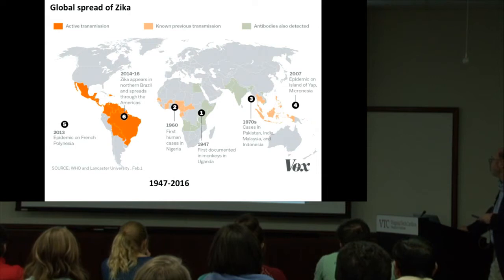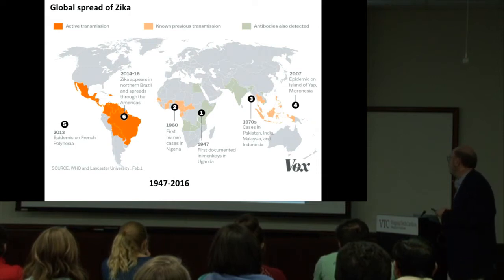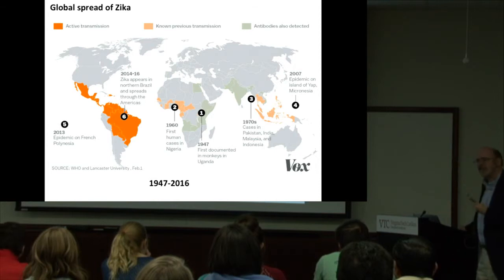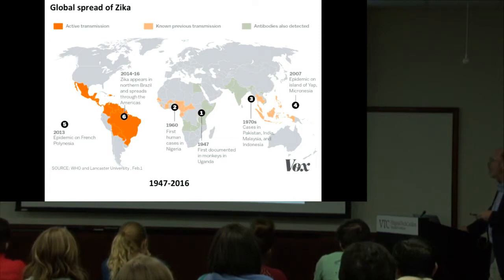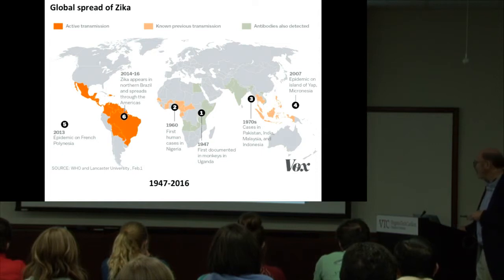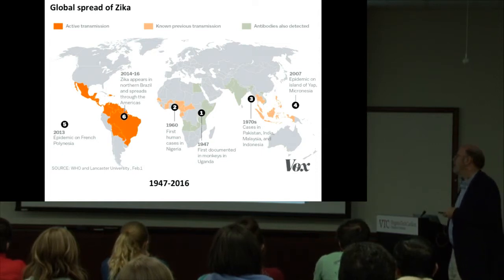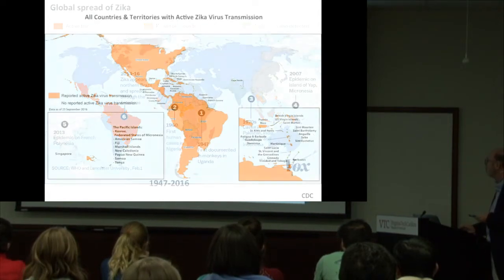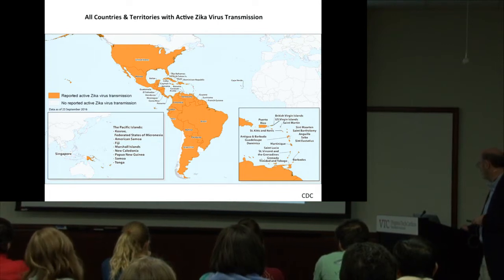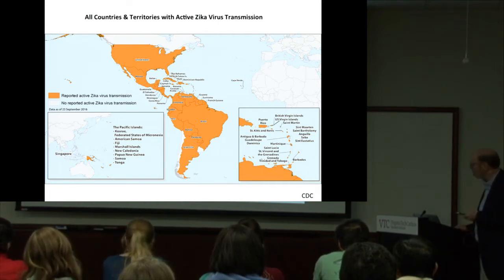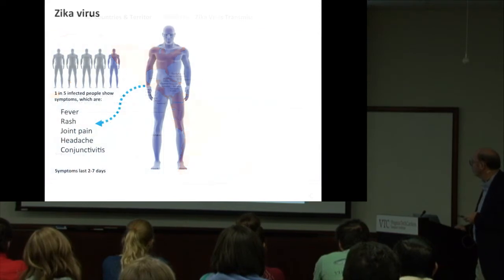Presumably it spread to the east, entering Asia, and then really the first events in which it was recognized that it causes some level of disease was infection in Yap Island, followed by an epidemic in French Polynesia, and then the real outbreak that occurred in Brazil and has spread since. It has spread all over the place. This was actually from a few months ago, but as you all know, it's all over the Americas right now. So it's an interesting virus that we need to look at.